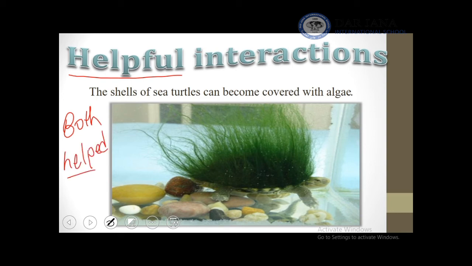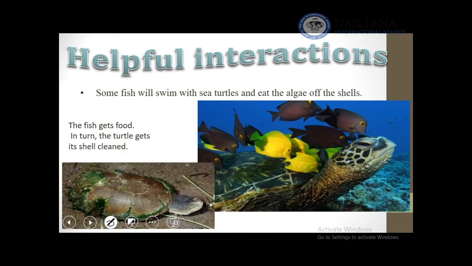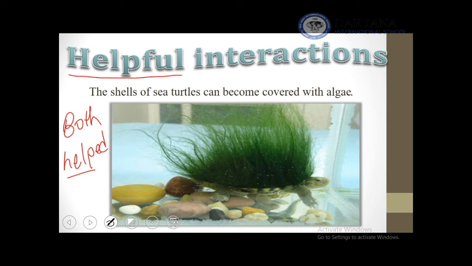For example, we have the turtle and the fish. As we know, the shell of the sea turtles will sometimes be covered with algae. Later on, the fish will start eating this algae. Both of them will have the benefits of this interaction.